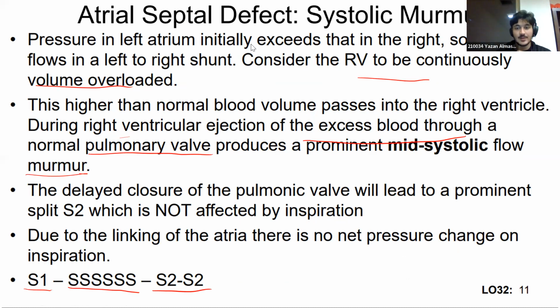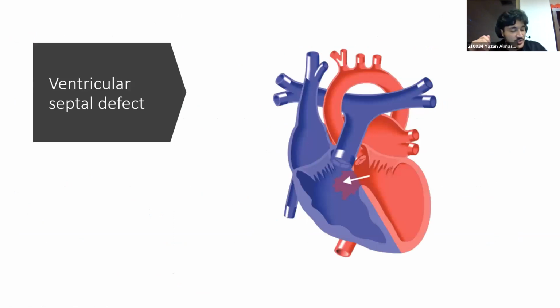Okay. Moving on, we have ventricular septal defect. Just like we said in the atrial septal defect, where we have an opening between the right and the left atrium, we can have an opening between the right and the left ventricle, and it's very common. Actually, it's much more common than you think. So if we have an opening, what's going to happen?